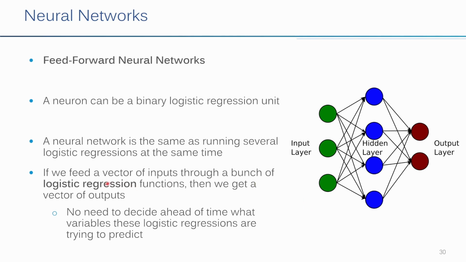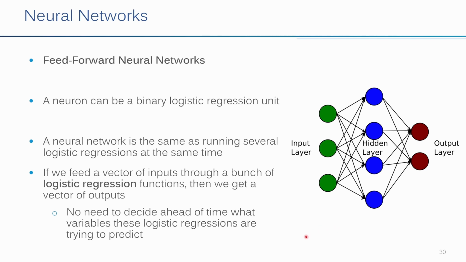Then if we feed a vector of inputs through a bunch of these logistic regression functions, we get a vector of outputs, in a way that each of those right here will provide an output for us. And if you have all these outputs right here, we can not concatenate, but we can put them in one single vector. All right.